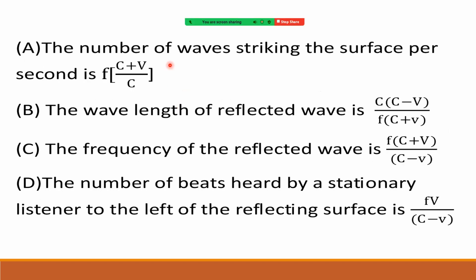Okay. So for the number of waves striking the surface per second, we have to calculate the frequency. For the reflected wave, we have to calculate the wavelength and frequency. Next, the number of beats heard by a stationary listener to the left of the reflecting surface. Right? So these are the options given. So let us see how to start the problem.